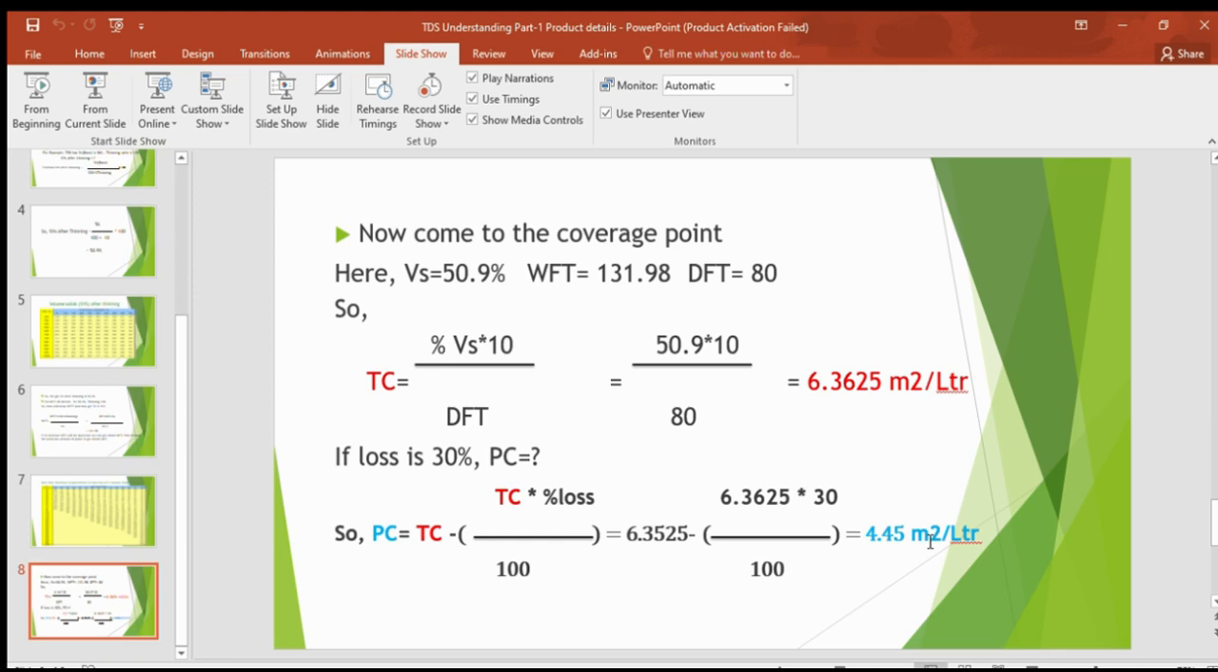That's all. This is Part 1 of understanding TDS of paint.